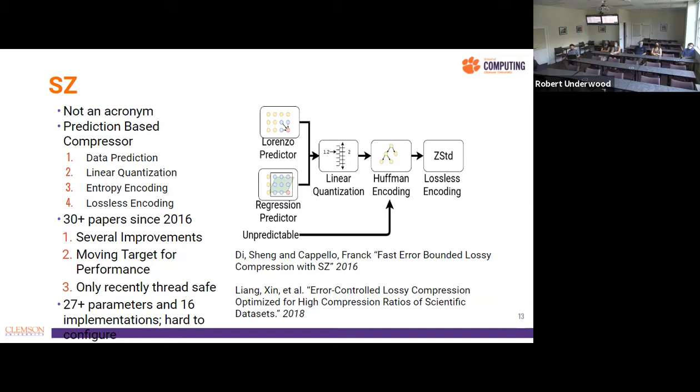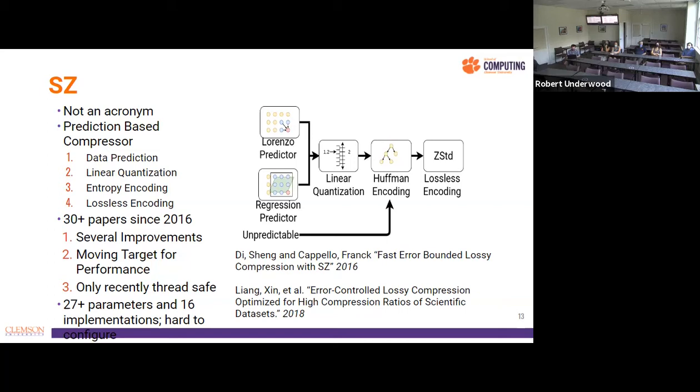SZ is something of a moving target, especially when you're looking at the concept of performance. There have been over 30 papers published on SZ and its related family of compressors since 2016. And SZ itself has over 27 parameters, and that list just keeps growing. Users don't have an intuition about how to configure SZ because there are so many implementations and so many parameters that you have to work with. It makes it very difficult to work with.